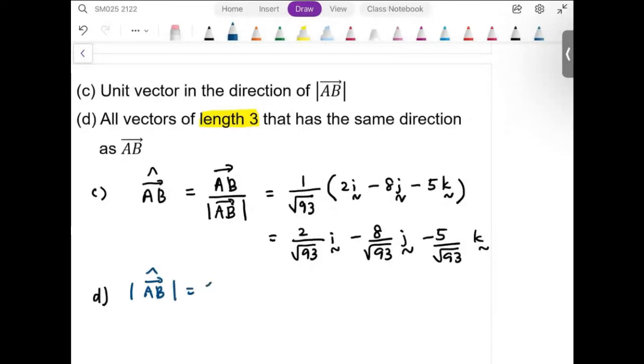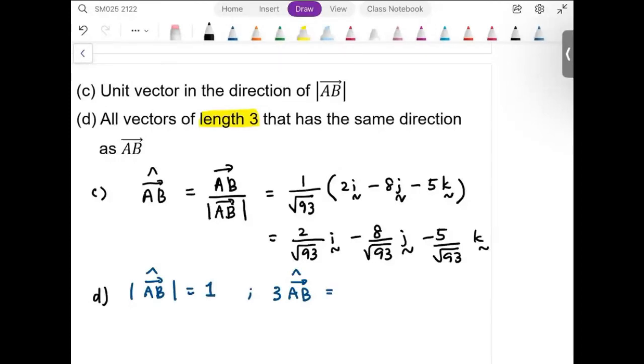mesti 1. Ni awak kira lah tadi yang jawapan kita dah ada tu. 2 over surd 93, 8 over surd 93, 5 over surd 93. Kalau awak cari magnitude dia, awak akan dapat 1. Okay. So, sekarang ni kita nak cari vektor panjang dia 3. Sekarang kita dah ada vektor AB yang panjang dia 1. So, kalau saya nak dapat another vector with length of 3 times by 3 je lah kan. Kita darabkan je. So, means that now our vector would be 3 times with unit vector AB.